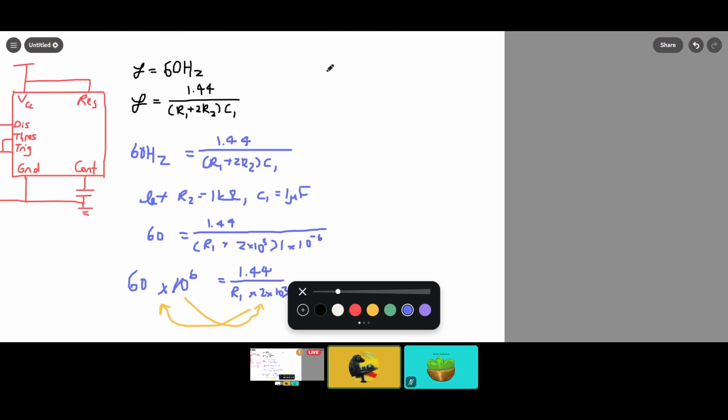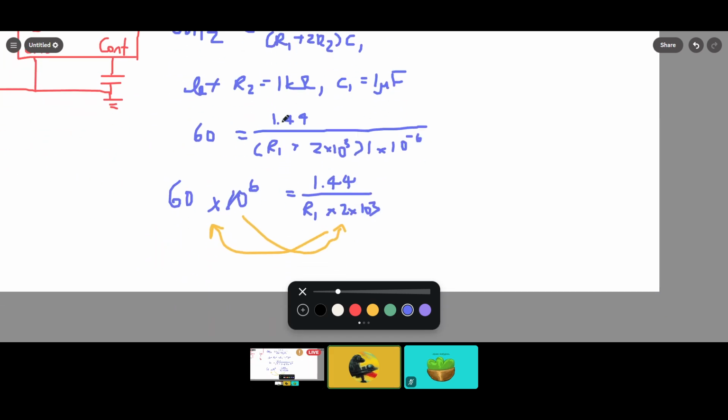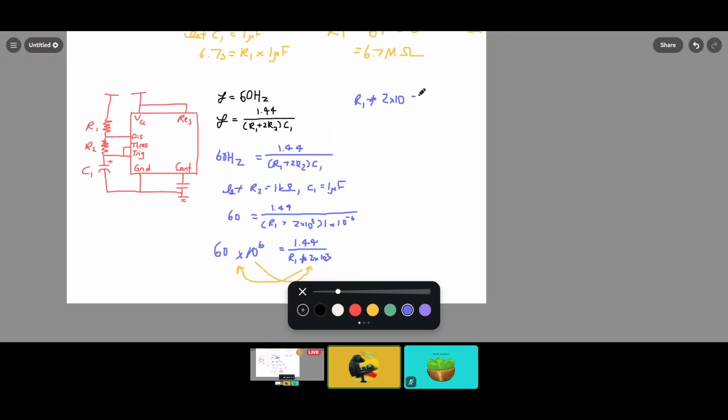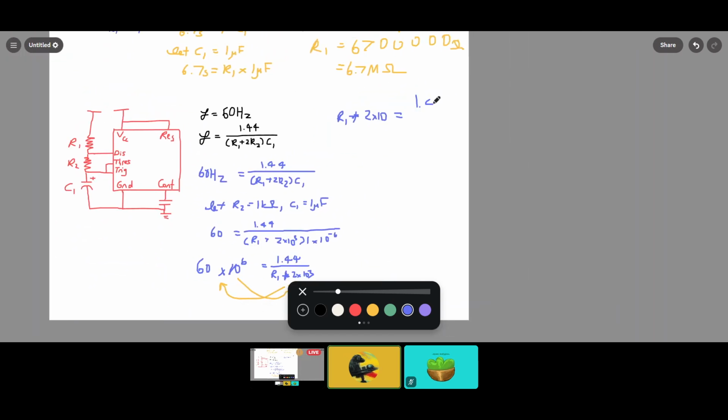Now we will get R1 times 2 times 10 to the power 3 plus 1 times 10 to the power 3. Oh wow, you need to check your work. Okay, yeah, I will. So we get this is equal to 1.44 divided by 60 times 10 to the power minus 6.